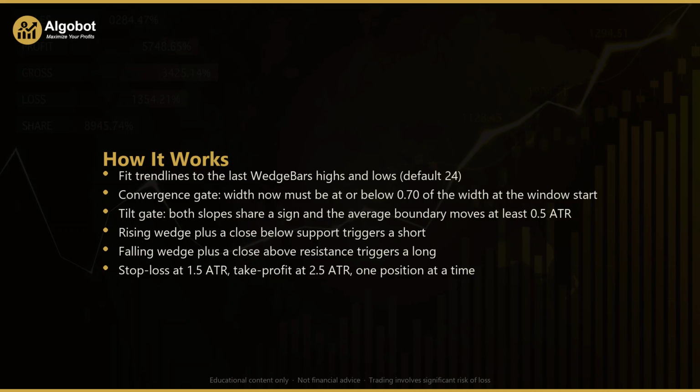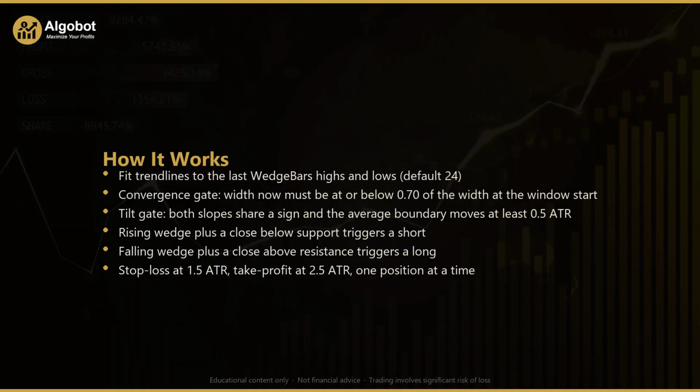Next comes the convergence gate. The strategy compares the channel width right now to the width 24 bars ago. The current width has to be at or below the convergence ratio, which defaults to 0.7 times the earlier width. In plain terms, the channel must have pinched into 70% or less of where it started. If the lines are spreading apart, that's a broadening formation, and the setup is rejected.